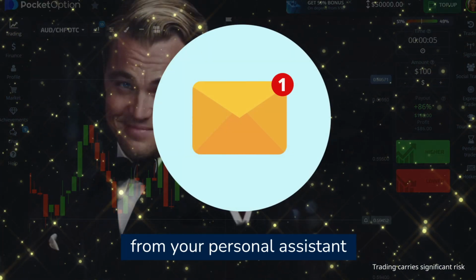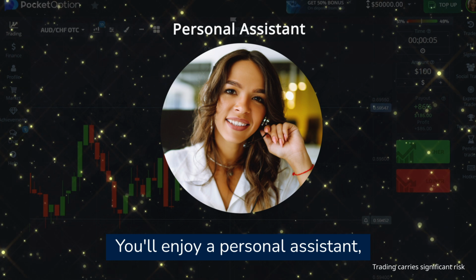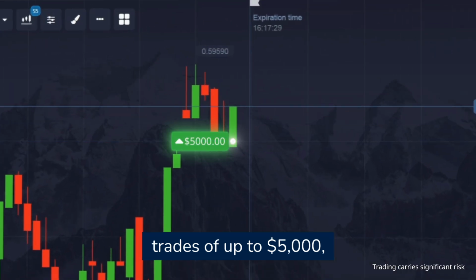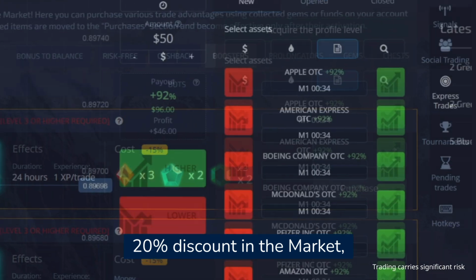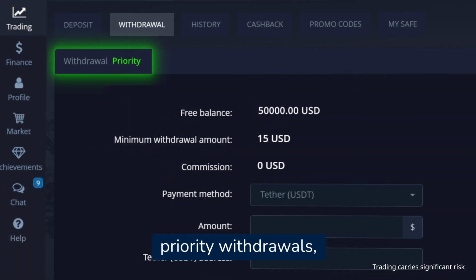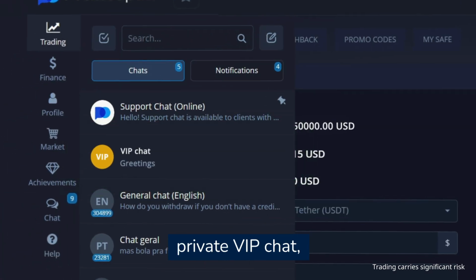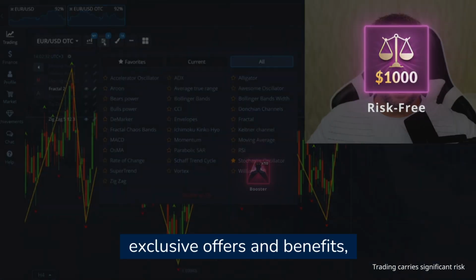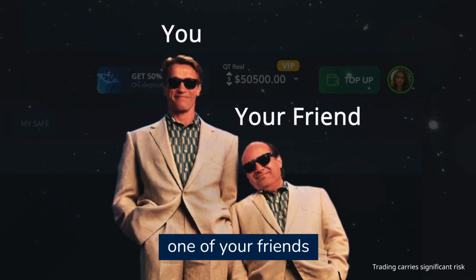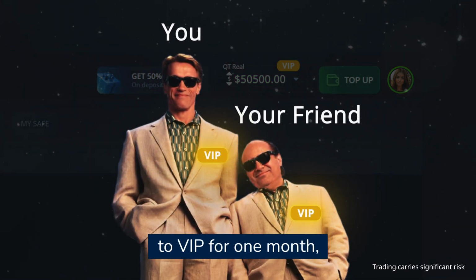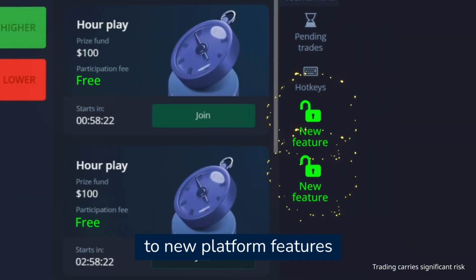Receive an invitation from your personal assistant to the VIP level. You'll enjoy a personal assistant, trades of up to $5,000, 6% returns, 20% discount in the market, express trades, priority withdrawals, VIP badge, private VIP chat, training webinars, exclusive offers and benefits, cashback, the opportunity to upgrade one of your friends to VIP for 1 month, free participation in tournaments, and priority access to new platform features.